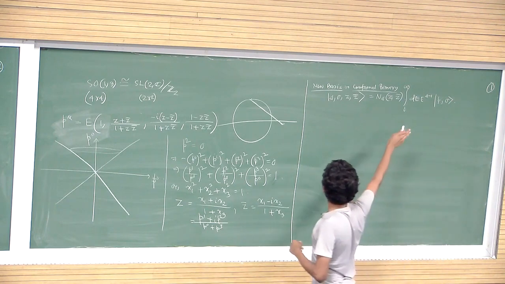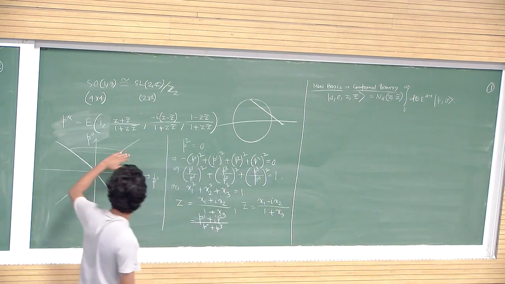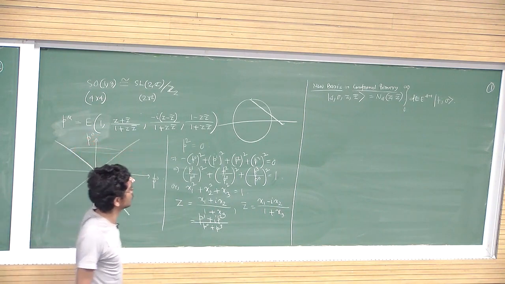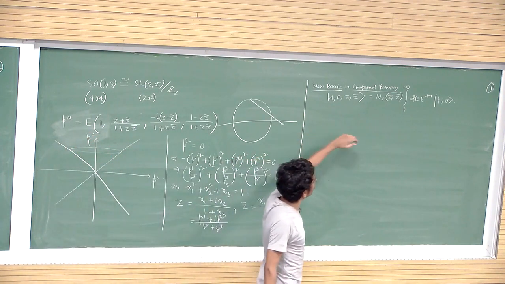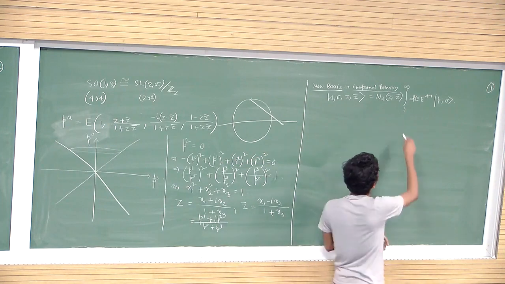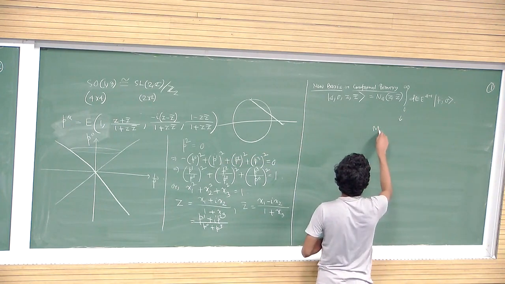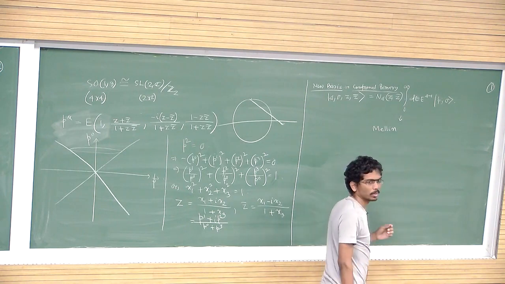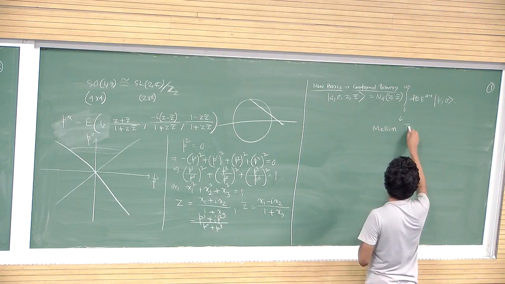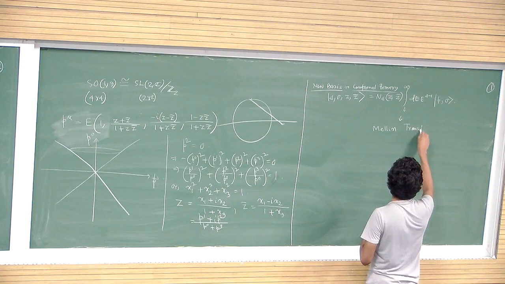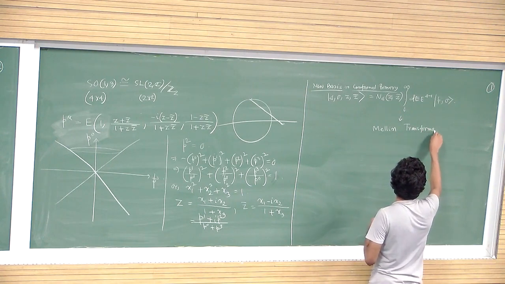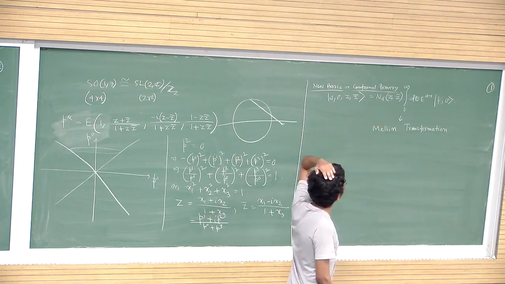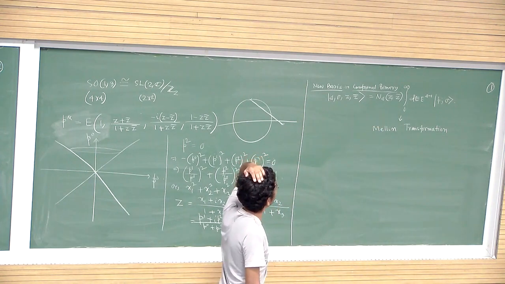Remember, when I am writing P, you should always think in this way. P is written in terms of E, Z and Z bar. So this integral transformation is something called the Mellin transformation. And this n delta z bar is some normalization factor which we will fix later.